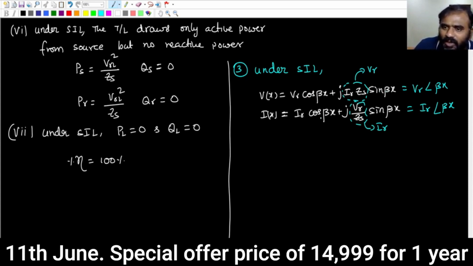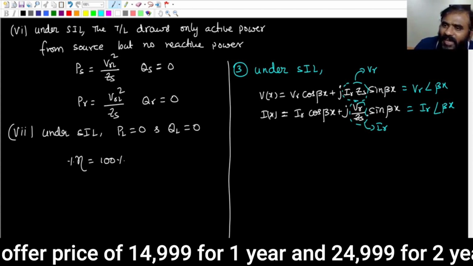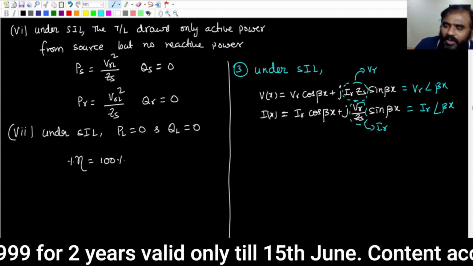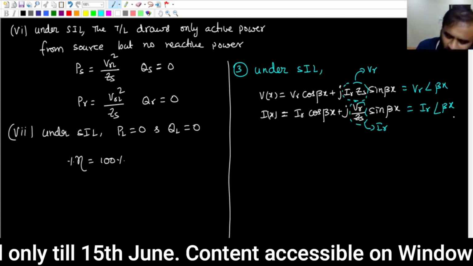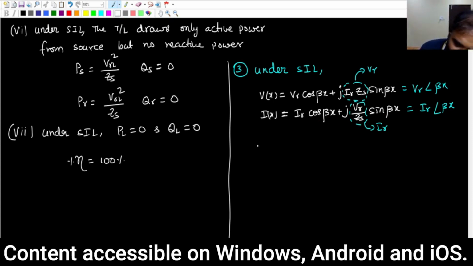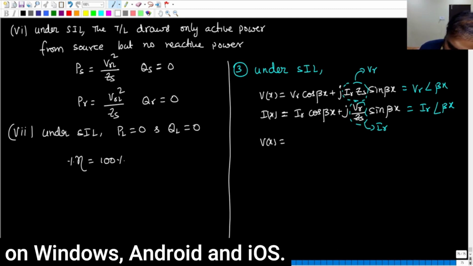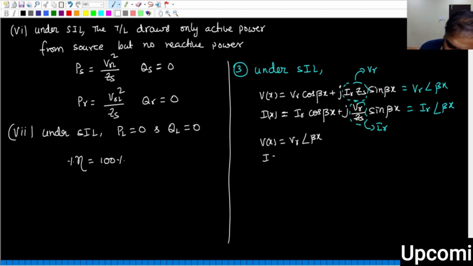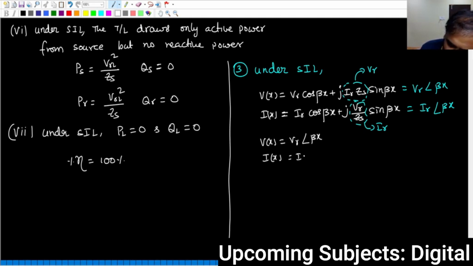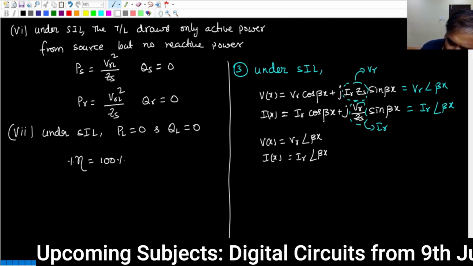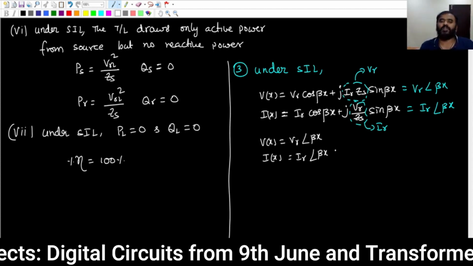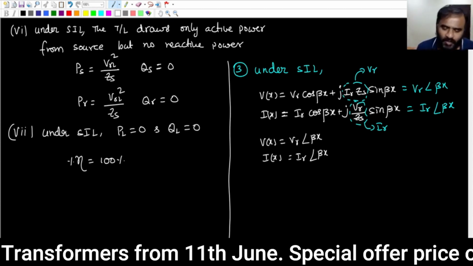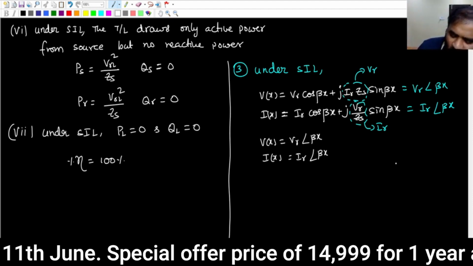Here also, IR cos beta x plus j IR sin beta x. If you take IR common, magnitude is 1, phase angle is beta x. So finally, what we got under surge impedance loading? V of x equal to VR at an angle beta x. I of x equal to IR at an angle beta x. This is what under surge impedance loading. Clear? Now tell me, from this what can I understand?